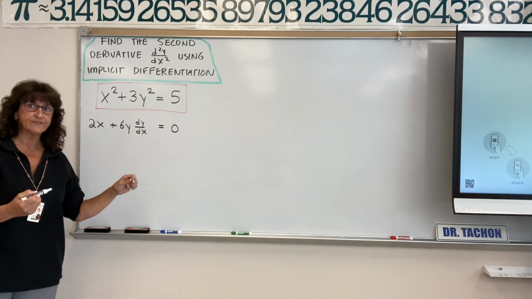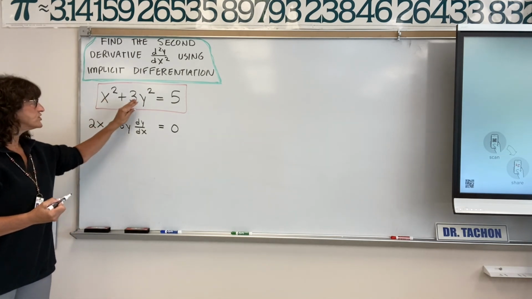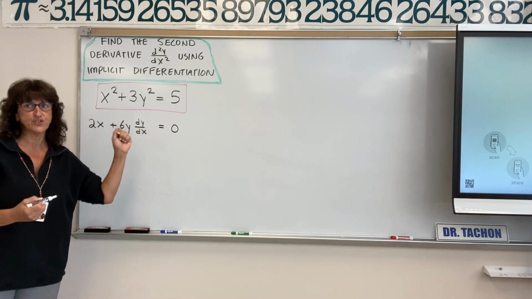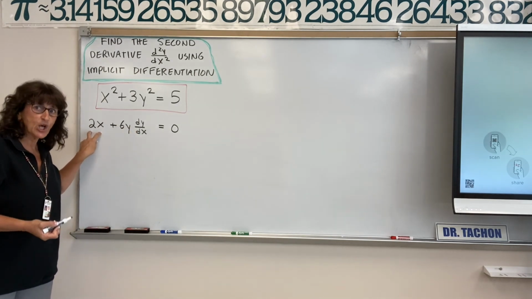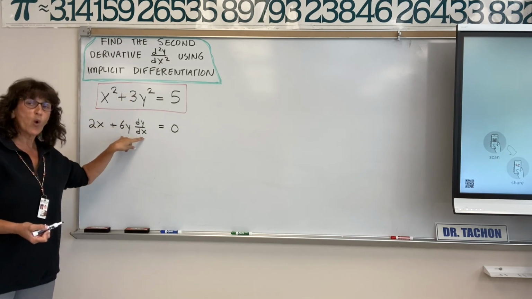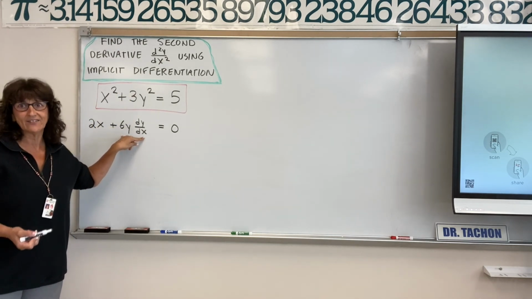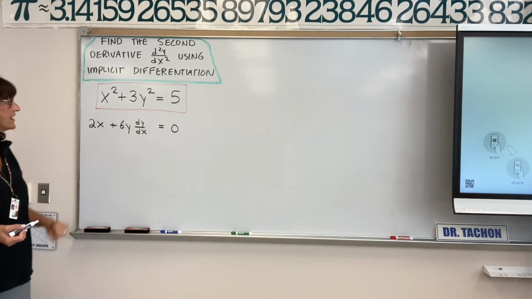Again, with implicit differentiation, we're going to differentiate every one of these terms with respect to x. So the derivative of an x term, you just differentiate and leave it alone. But when you differentiate a term with a y in it, follow it up with dy dx, that expression. Okay, derivative of a constant is 0.